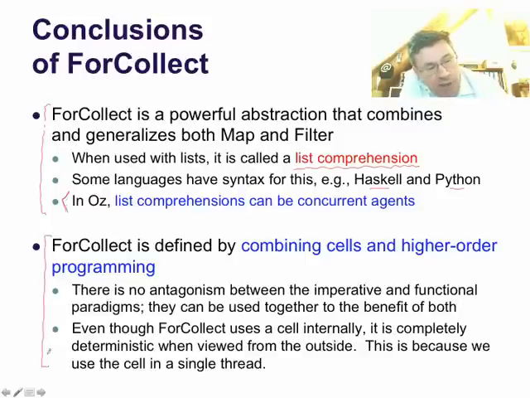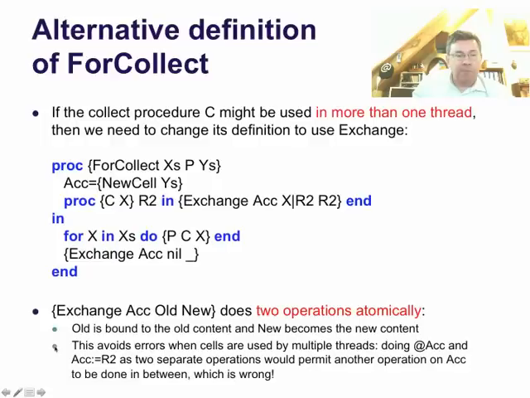And another point is that for-collect is defined by combining cells and dataflow programming. There is no antagonism between these two paradigms. They can be used together to the benefit of both. Because even though for-collect uses a cell internally, it is completely deterministic when viewed from the outside. This is because the cell is used in a single thread in a well-defined way.